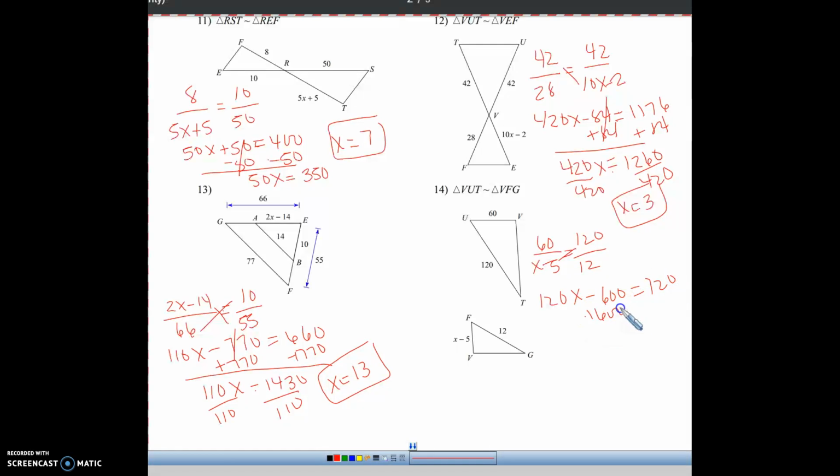Add this 600 over. We'll get 120x equals 1,320. Divide by 120. And 1320 divided by 120, x equals 11.